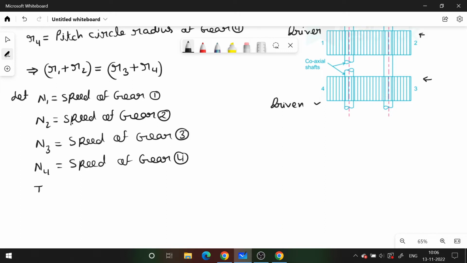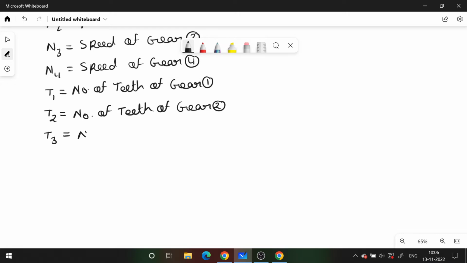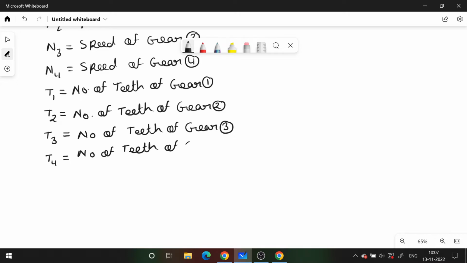And T1 is the number of teeth of gear 1, T2 is the number of teeth of gear 2, T3 is the number of teeth of gear 3, and T4 is the number of teeth of gear 4.